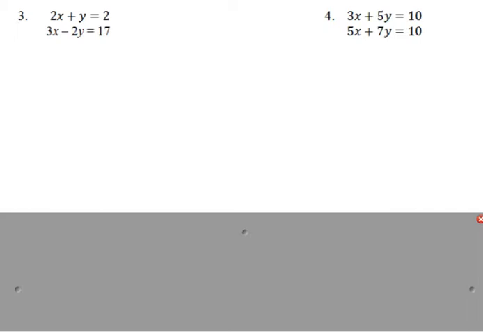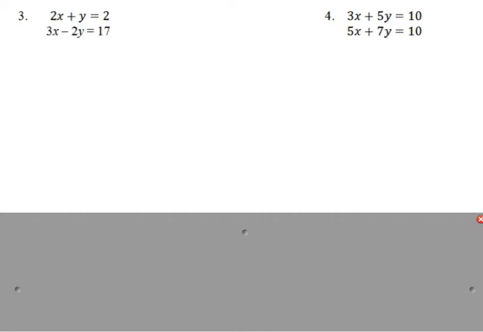So if we look at this example here, question number 3, we can see that we don't quite have this example set up the way that we need it. I don't have the same coefficient or the same number on my x's or on my y's. So you can make the decision if you want to eliminate your x's or eliminate your y's. I'm going to choose the y's here because one already is positive and one is negative. But the top one has a 1 and the bottom one has a 2.